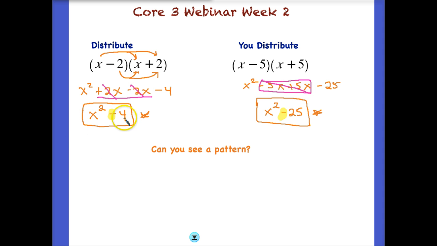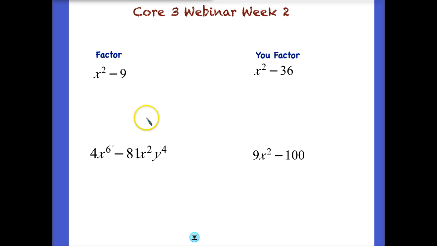Notice that 4 is a perfect square. Notice that x squared is a perfect square. Same thing with over here, x squared is a perfect square and so is 25. And the way that you know that something is a perfect square, just like we talked about in the very beginning, is that if you can take the square root of it and have it come out a whole number, you know it's a perfect square. So let's go back to here. So let's try to take the square root.